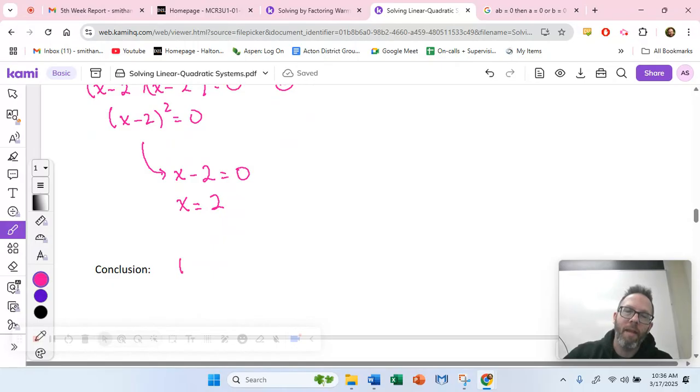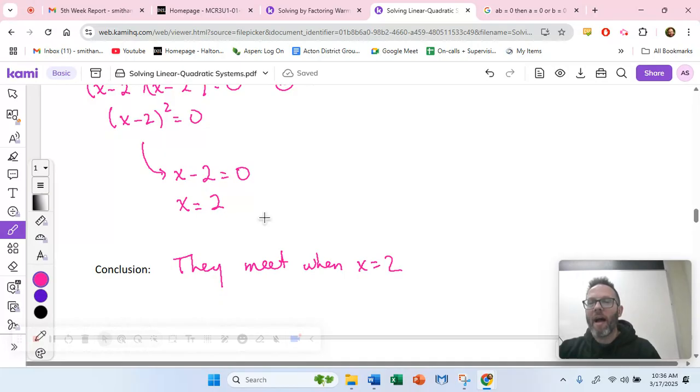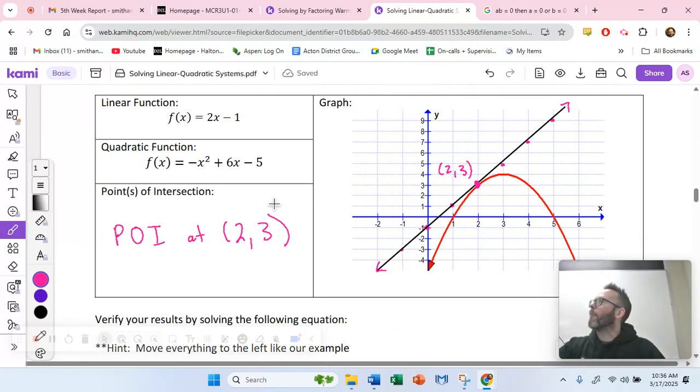We only have one thing to set to 0. And guys, we did it. They meet when x is equal to 2. Exactly, look at the graph. That's exactly what we said would happen, right? They've got one point of intersection at 2, 3.